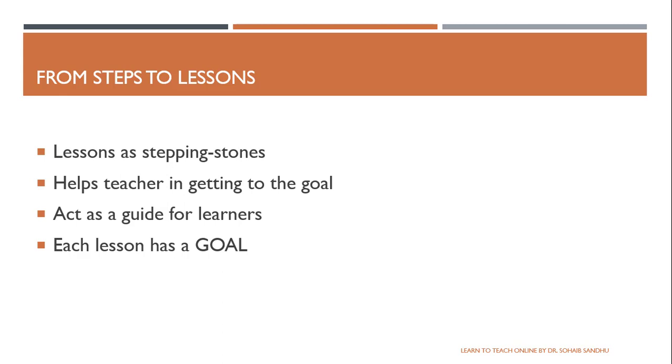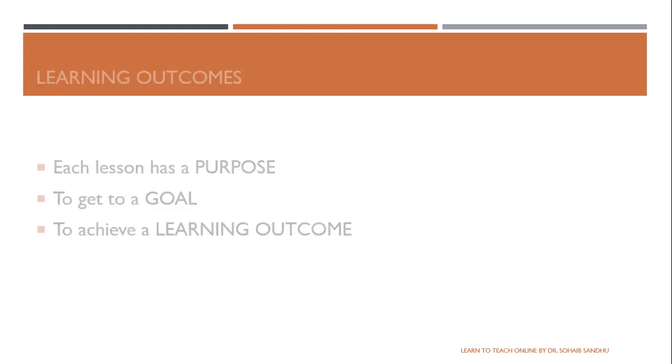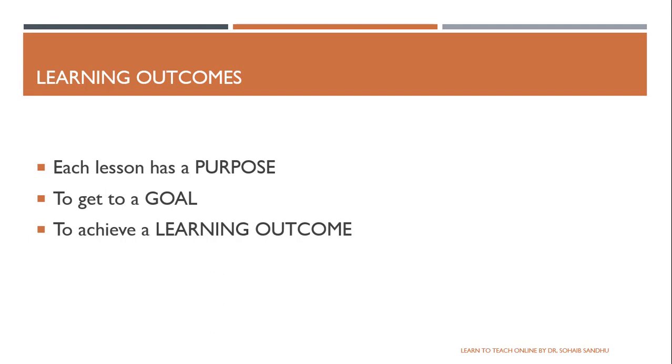When learners look at the titles of lessons, they know what is going to be covered and what is expected of them. Each lesson has a goal. So as I said earlier, each lesson has a purpose to get to a goal, and ultimately that goal is what is known as a learning outcome. Why are you doing the lesson? Why are you teaching the lesson? What's the purpose? What do you want learners to achieve at the end of that particular period of learning?